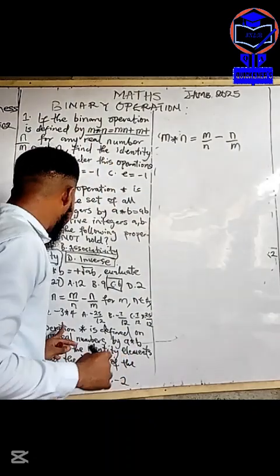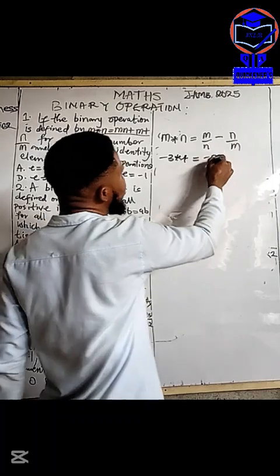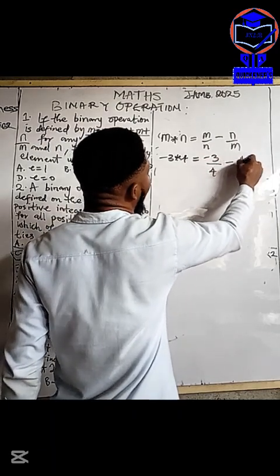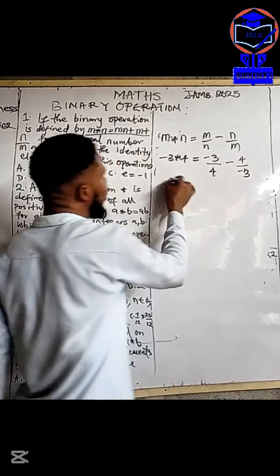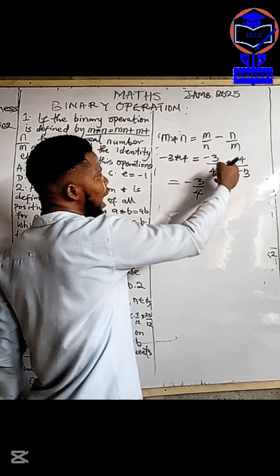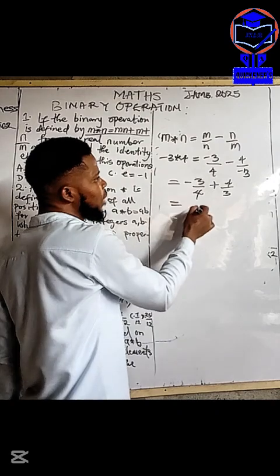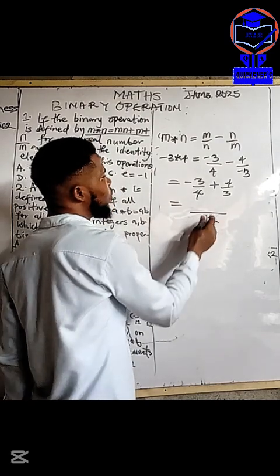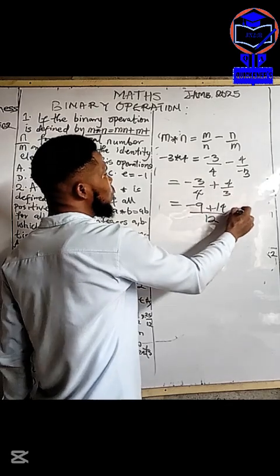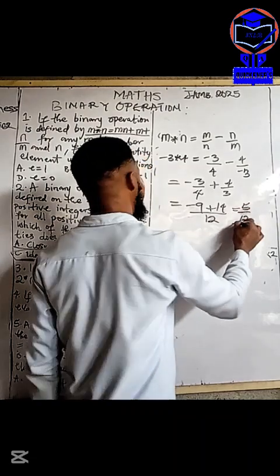Okay, so now when we have minus 3 operation 4, that will give you what? Minus 3 over 4 minus what? 4 over minus 3. Okay, so what we have, this is still like 3 over 4. Now this minus is multiplied by this minus and you have plus 4 over 3. Now how do you solve this? Just like the LCM. LCM is 12. Alright, 3 times minus 3, that's minus 9. 4 times 4, 16. So what do you have? Minus 9 plus 16, that should be 7. So 7 over 12 is the answer.